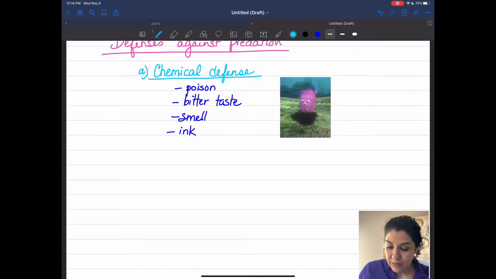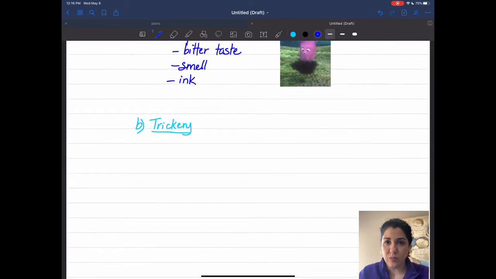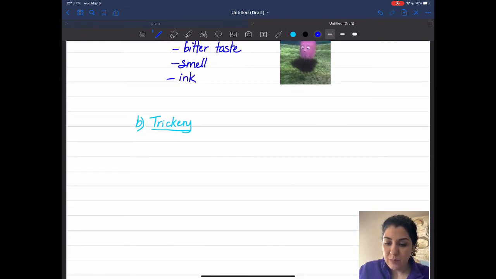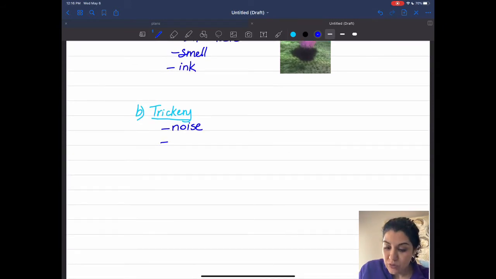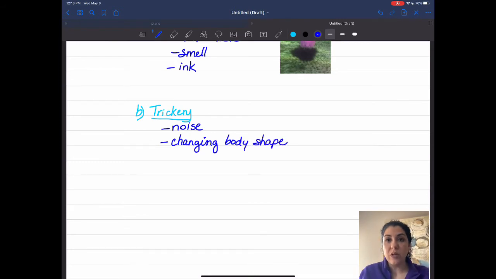The second kind is known as trickery. And trickery can come in many forms. You can have noise. So for example, the rattlesnake that shakes its tail to give you that warning that it's dangerous, to stay away. Okay. You can have changing body shape, like an armadillo, for example, that can roll itself into a ball. You can have leaving parts behind.